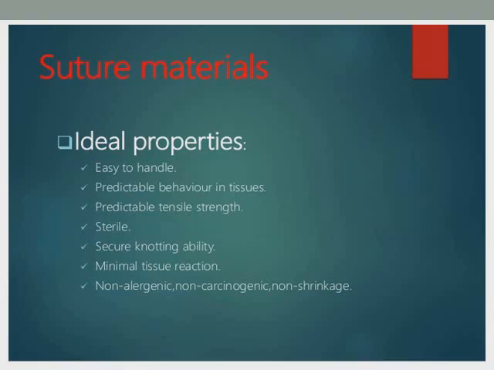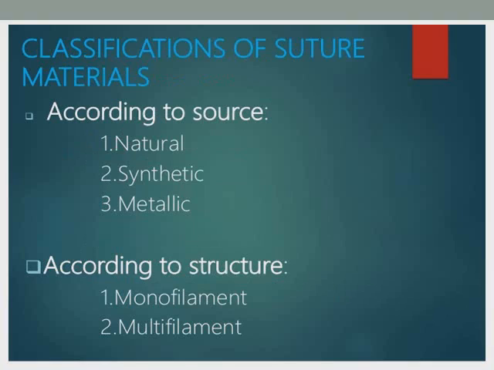Suture materials. Ideal properties مالت suture materials لازم تكون easy to handle, predictable behavior in tissues, predictable tensile strength, sterile اللي تكون معقمة, secure knotting ability, minimal tissue reaction راح يكون قليل, non-allergenic, non-carcinogenic and non-shrinkage. Classification of suture materials according to source يا اما تكون natural يا اما synthetic يا اما metallic. According to structure يا اما monofilament يا اما multifilament.